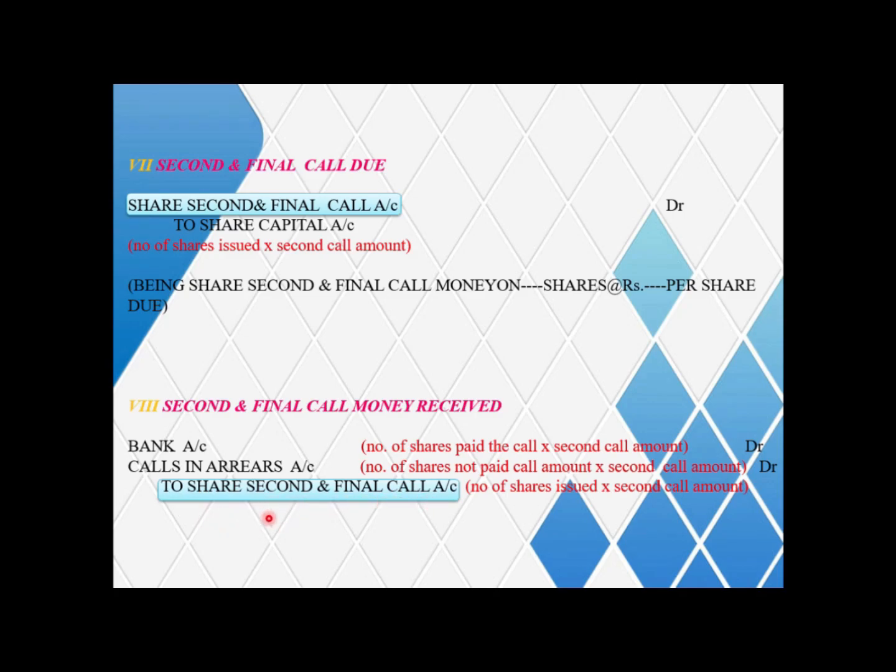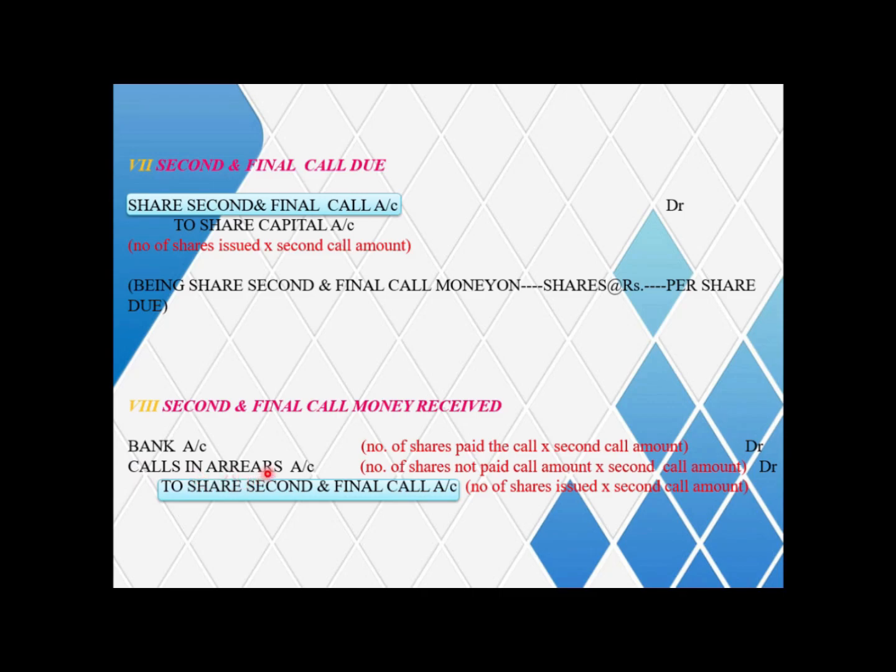Here, share second and final call account is credited, whereas in our seventh entry, share second and final call account is debited. So by whatever amount share second and final call account is debited over here, with the same amount share second and final call account will be credited in our 8th entry.